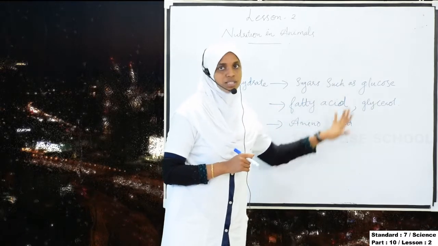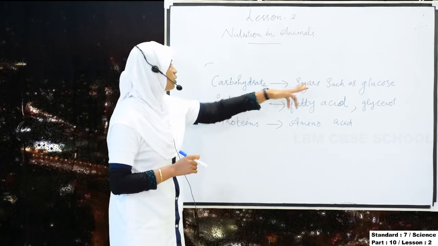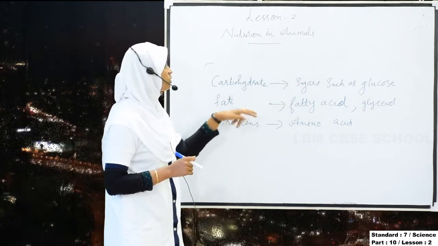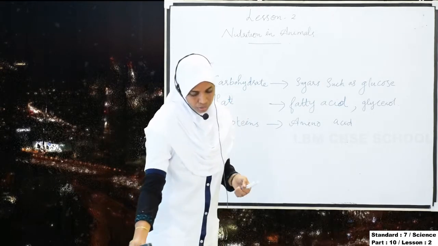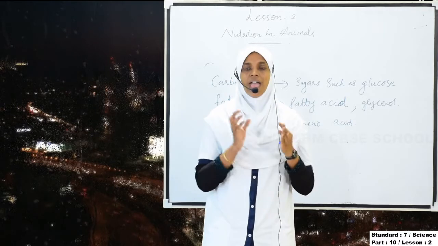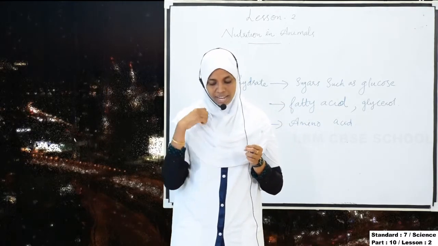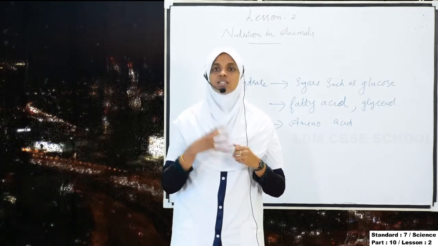This is about the small intestine. In the small intestine the carbohydrate is converted into sugars, fat into fatty acid, and protein into amino acid. The digested food now passes through the small intestine and can pass into the blood vessels in the wall of the intestine. This process is called absorption.